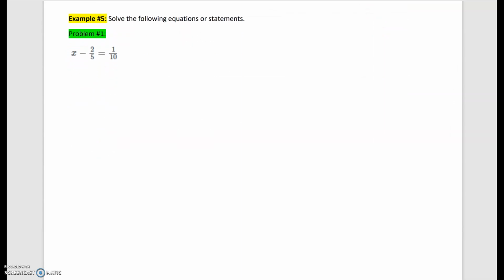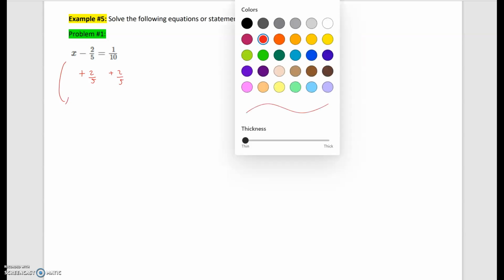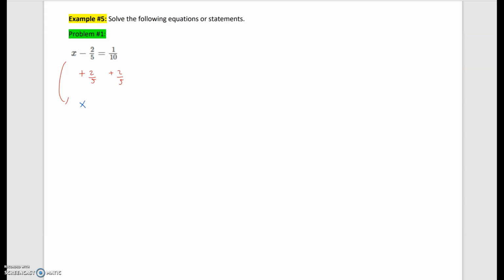And let me approach this one by just doing addition to the equation. So in order to completely isolate it, x has to be by itself. So what I'm going to do here is I'm just going to add the values of 2/5. So plus 2/5 and plus 2/5. And at this point, our equation has been technically isolated, but you now have 1/10 plus the values of 2/5.